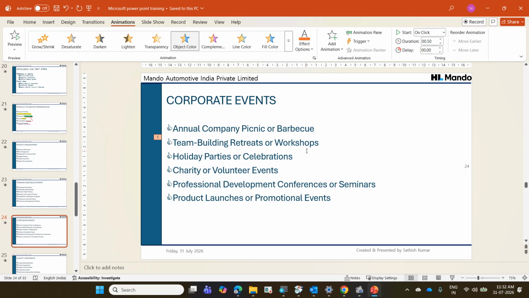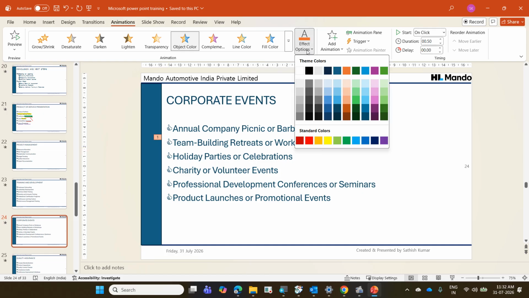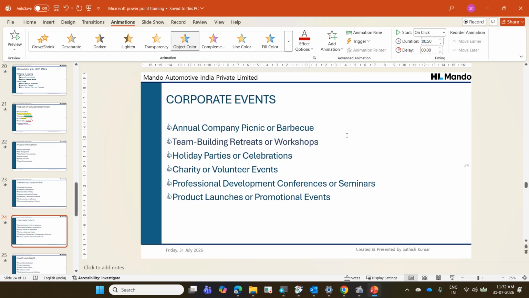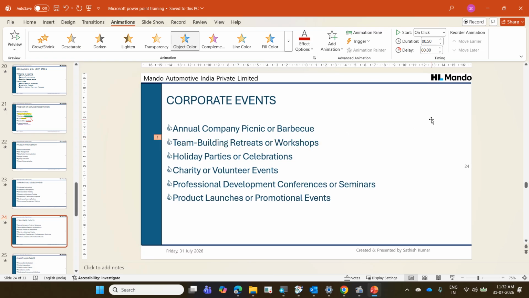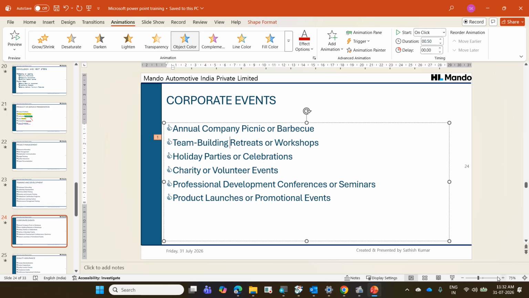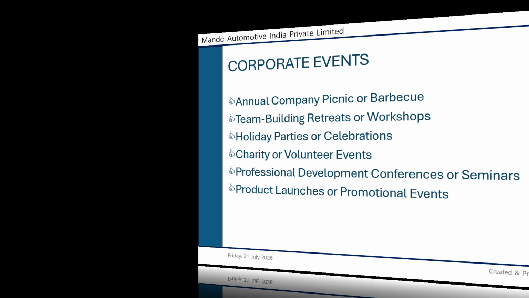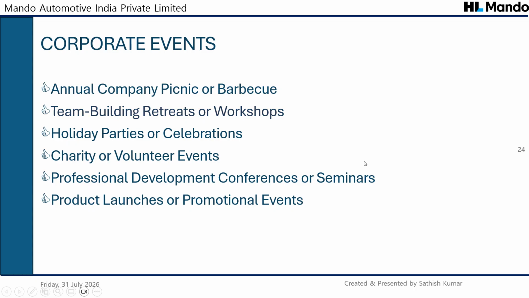But this color change should happen more frequently. When I run the slideshow and click, the color is getting changed. So when I click, the color is changing. You know how to do that. On Click, I can make it After Previous instead of On Click.